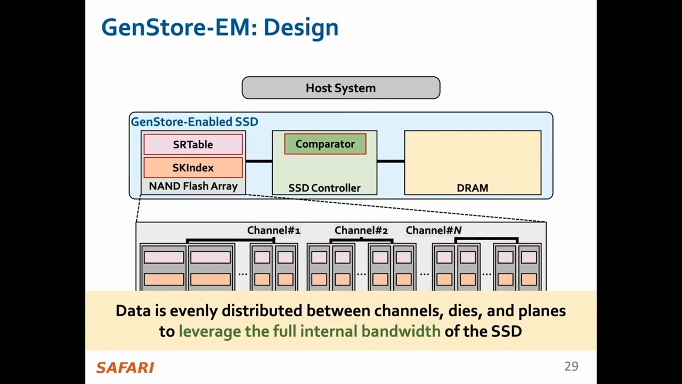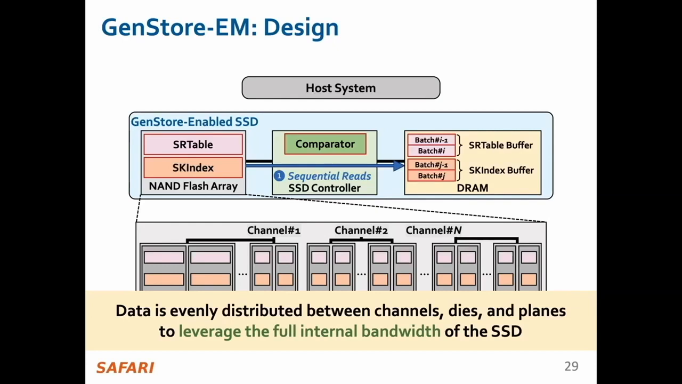GenStore EM consists of two steps. Step one reads the two data structures from the NAND flash chips in a batched manner and puts them in the DRAM inside the SSD. Since we read sequentially, we can just read in small batches, and we don't need to have the whole table or whole index in DRAM. Therefore, only a few hundred megabytes of DRAM is enough to keep the full throughput of leveraging the internal bandwidth of the SSD.